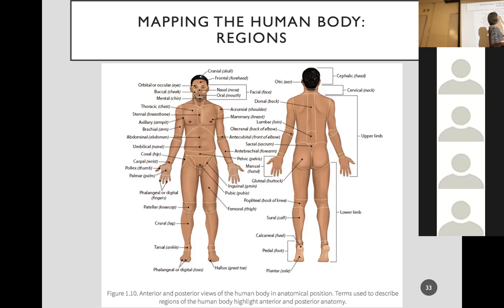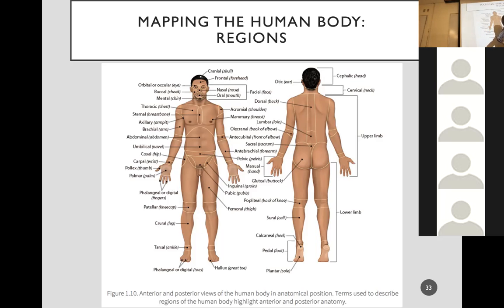And then up into the back. In general, the back is referred to as the dorsal region. So just dorsal overall. Below that is the lumbar region. If you've ever heard of lumbar issues with your lower back, that's lumbar.